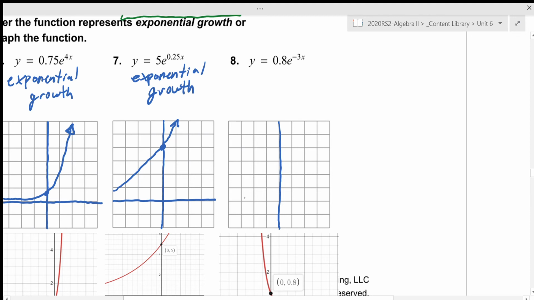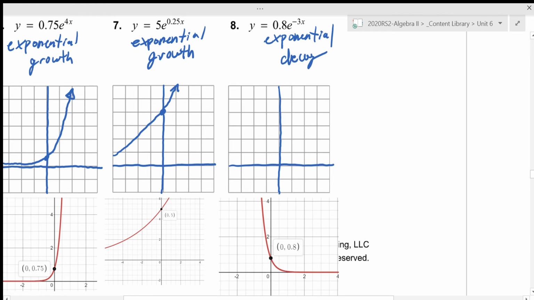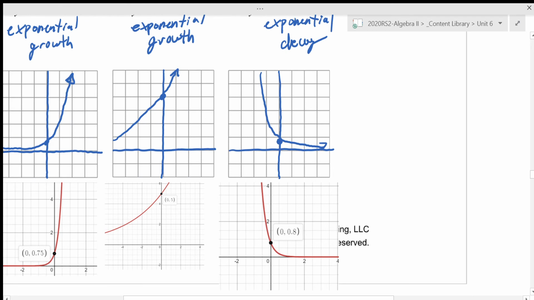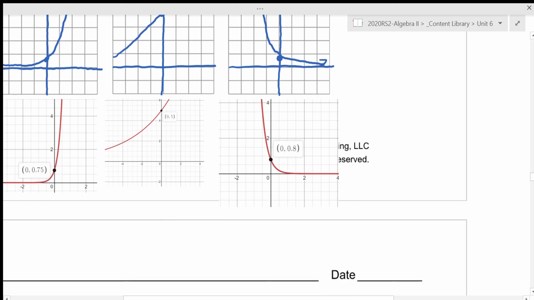We know immediately that this is exponential decay, because that exponent is negative. And then the nice point is at 0, 0.8. And it is approaching the x-axis. Okay.